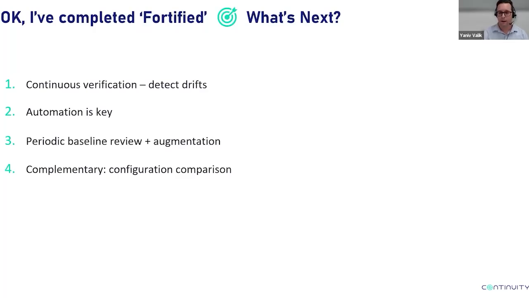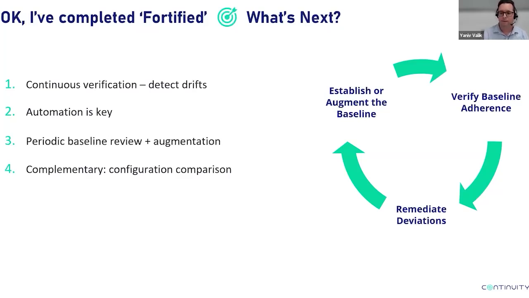Then you need to keep your baselines current, periodically review vendor documentation, support articles, new features, industry best practices, and your own organizational requirements, and augment the baseline. Finally, we recommend going beyond the checklist and using configuration comparison as a means to identify other misalignments. You can compare a known hardened system against peers to reveal configuration gaps that your baseline doesn't yet cover, and consider adding them to the baseline in the future.